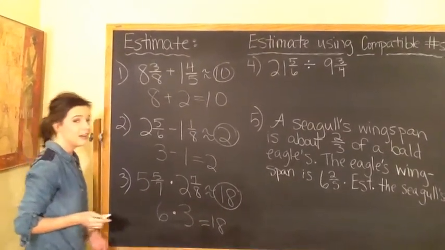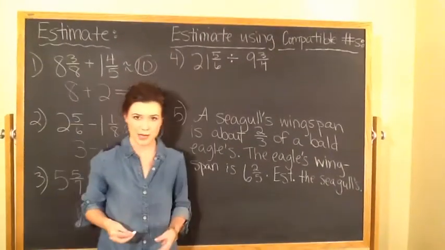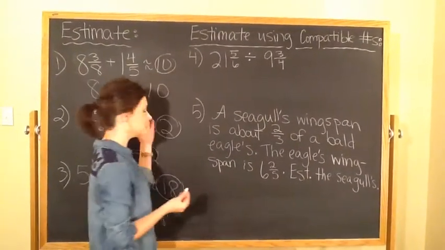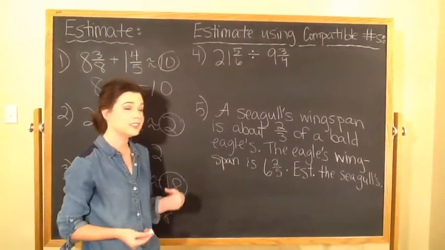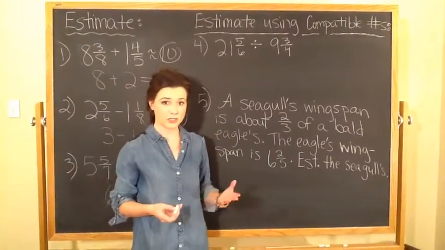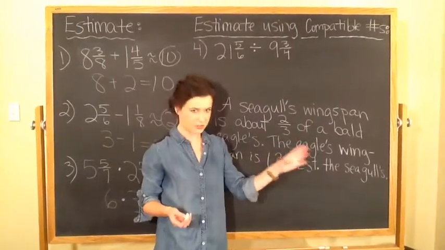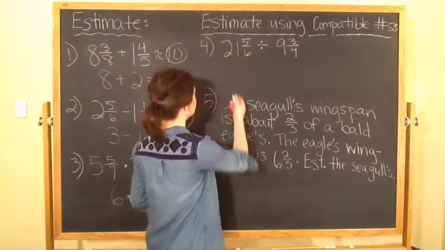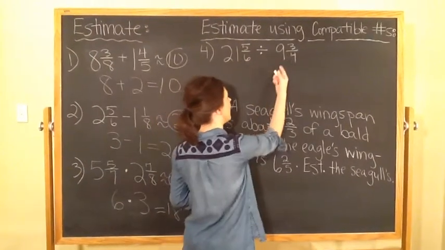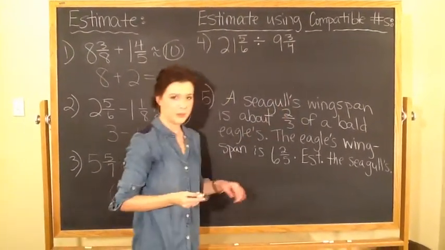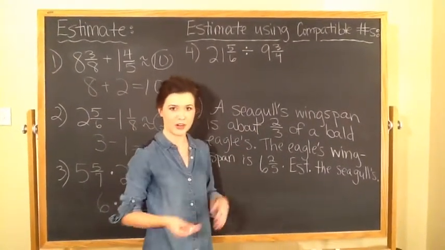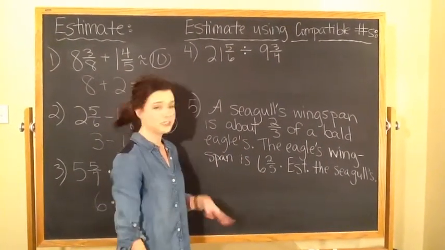All right, now let's go ahead and practice using compatible numbers. So we're going to switch things around to make it a little bit easier. We're just going to make sure that it goes in evenly. We're doing a division problem here, so we definitely want to divide evenly and get a whole number answer. In this case, we have 21 and 5/6 divided by 9 and 3/4. Now we don't want to change it into an improper fraction, flip the second one, multiply across, and then simplify. We don't want to do all that. So we're just going to skip ahead.